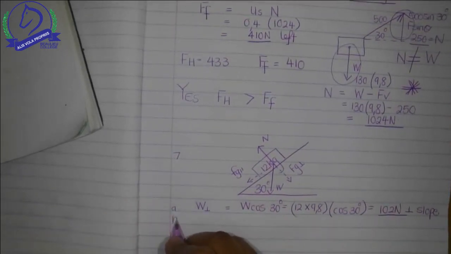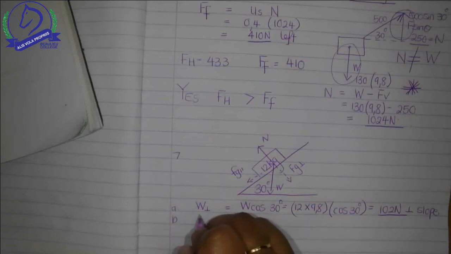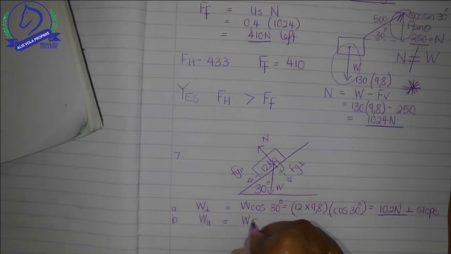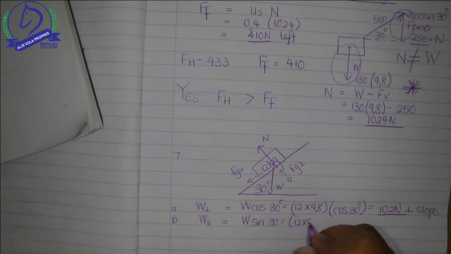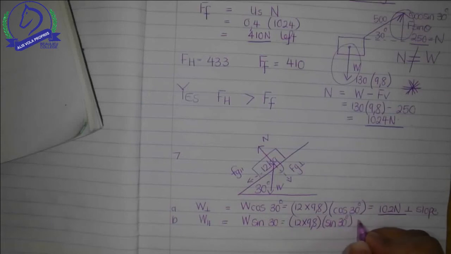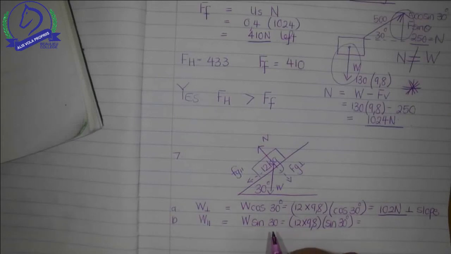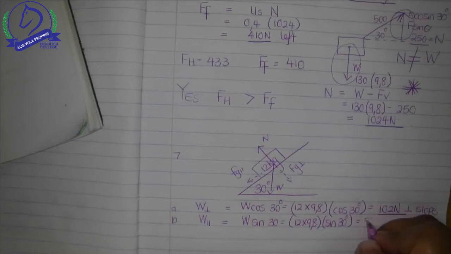Then B says calculate the component parallel. So W parallel will be equal to W sine theta, sine 30. So it's 12 times 9,8 times sine 30. Sine 30 degrees is equal to 59 newtons down the slope.